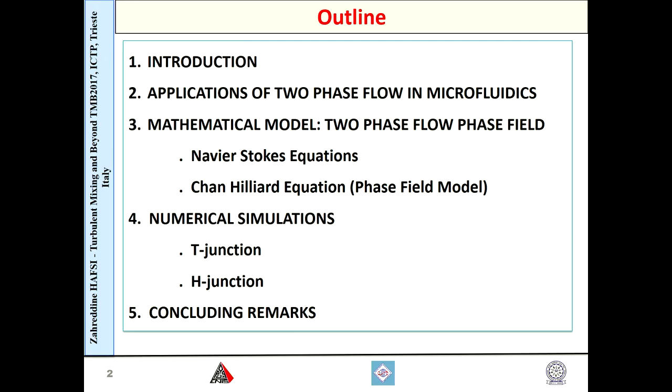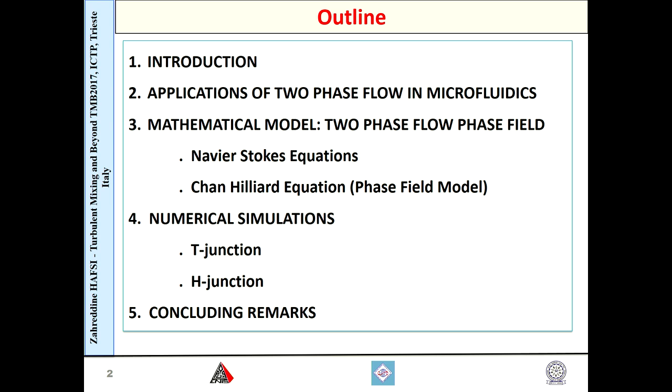So quickly to the outline of this presentation, we'll start with an introduction talking about microfluidics, and then we will talk about applications of two-phase flow in microfluidics, why we are talking about these kinds of things. Then we'll present our mathematical model, the two-phase flow phase-field model, which is built on the Navier-Stokes equations and the Cahn-Hilliard equations, which are the basic equations for the phase-field model.